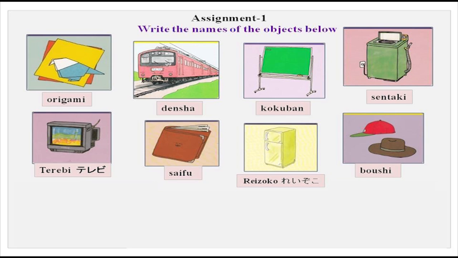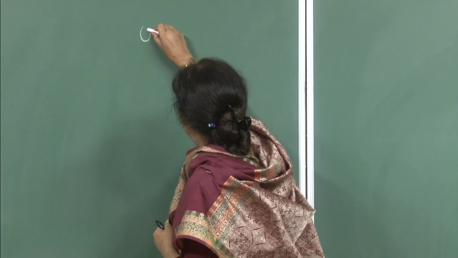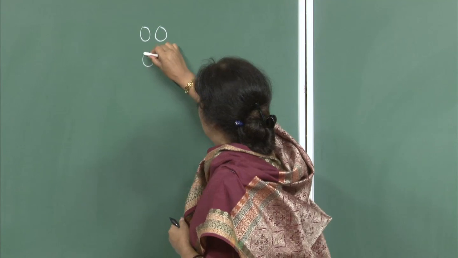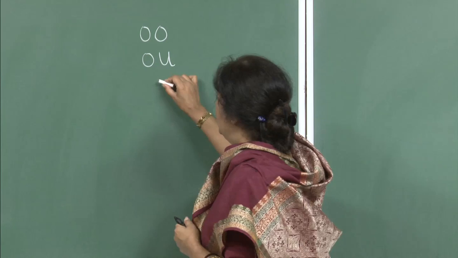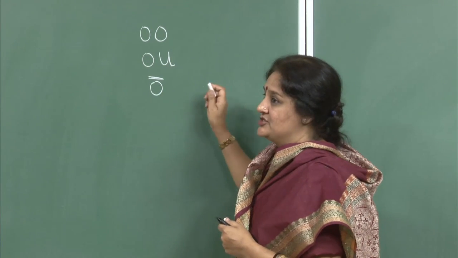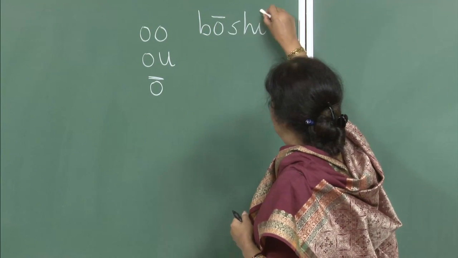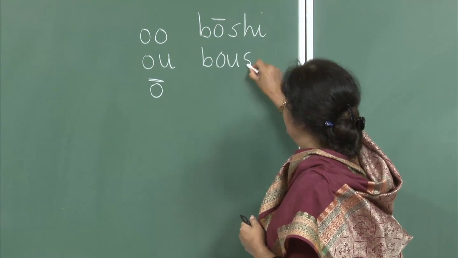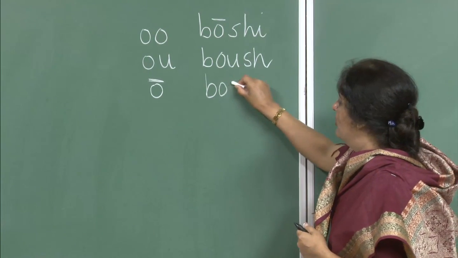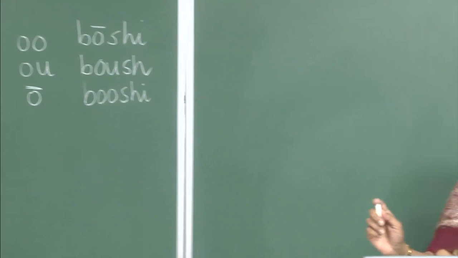Boshi. Now, you will see over here, it has a long sound. Boshi means cap. I will just explain it to you a little over here. You can write boshi with a long sound, with a double O, or with an O and U for a long sound, and also you can put a bar or a dash on top, and again it signifies and shows that it is a long sound. So, you can write it either which way you want, all are correct please, but you have to keep in mind that the sound is elongated, boshi.